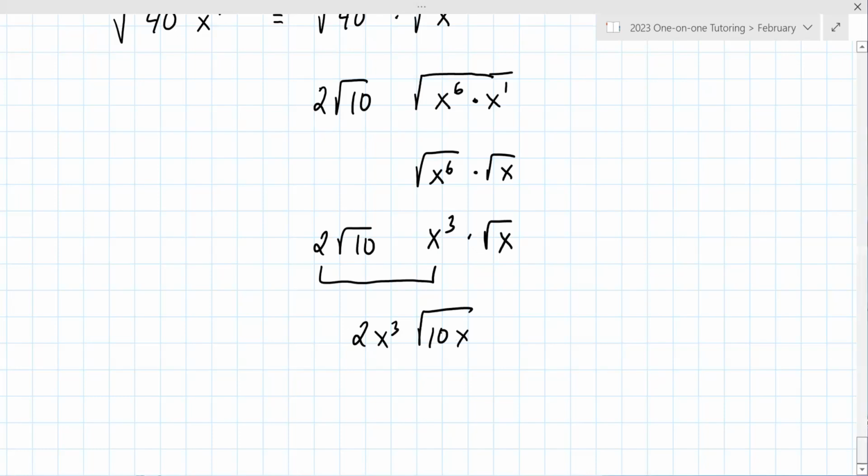All right. So let me give you one here to try on your own. Let's say it's the square root of 50x to the 13th power. Go ahead and work that out on your own, please.